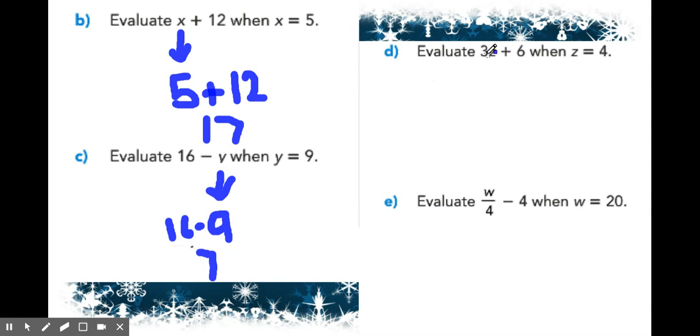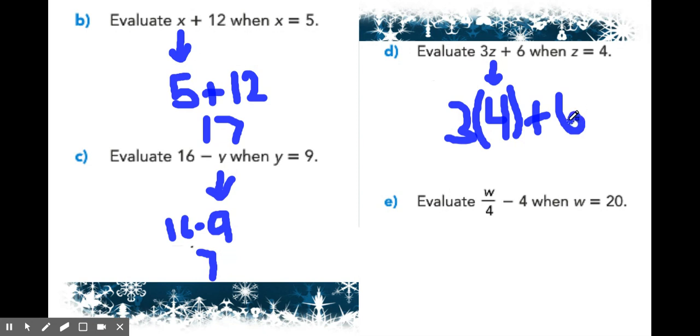Here I have evaluate 3z plus 6 when z is 4. Well, I know what z is, so I'm going to substitute that with 4. And this was 3 times z, so I now have 3 times 4 plus 6. In order of operations, I multiply first. So 3 times 4 is 12, plus 6 gives me 18.